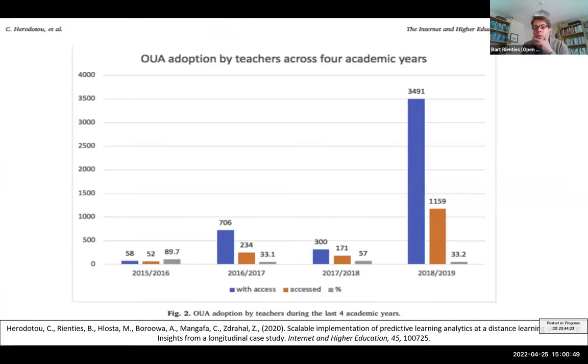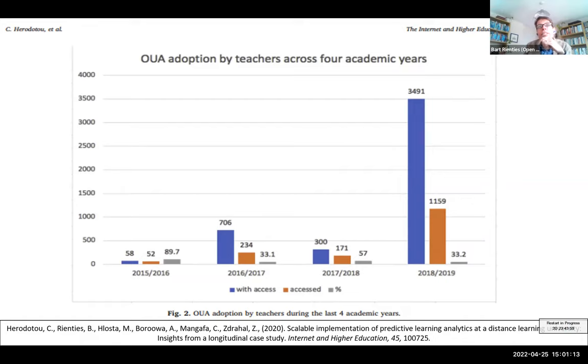So what we then did was try to see, okay, we have this amazing system, and this system is continuously being fine-tuned based on feedback from teachers. In 2013, we worked with two teachers. In 2014, we worked with 10 teachers, or 10 modules. In 2015, we had 58 teachers working with us.